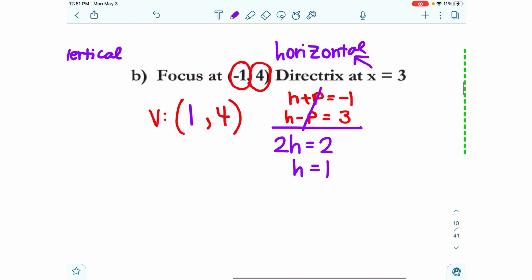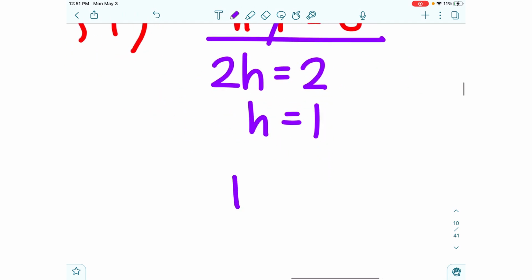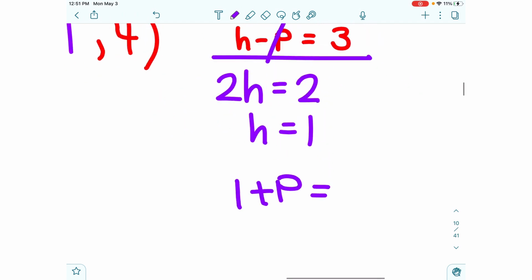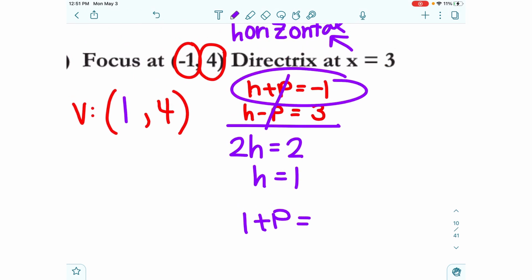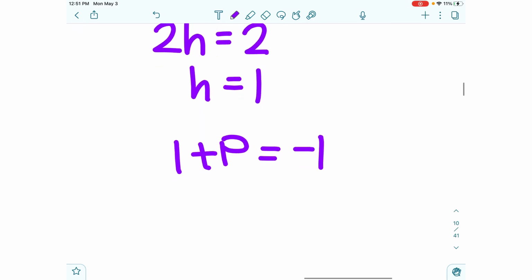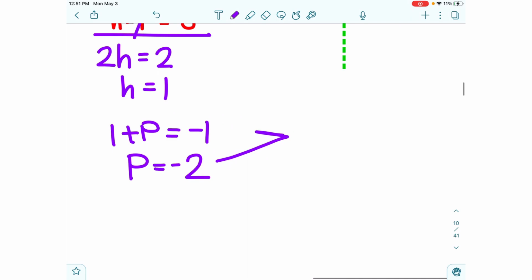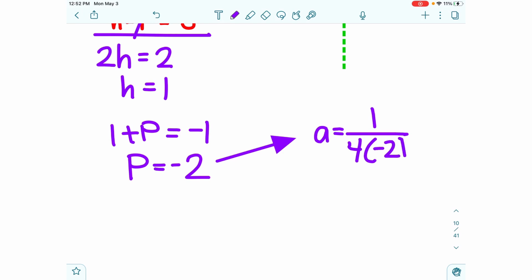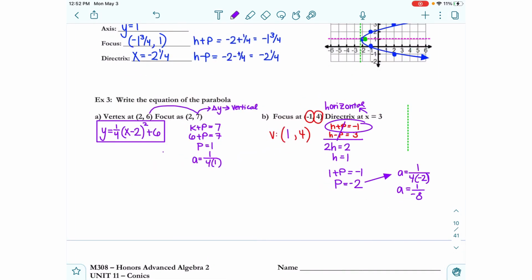So now I know that h is 1, so I can plug back in to one of these to find the p value. So h plus p, 1 plus p equals -1. And if I subtract over the 1, I get p equals -2. If p equals -2, that means a equals 1 over 4 times p. So a is 1 over -8. Okay, so now we have all the information we need to write the equation.